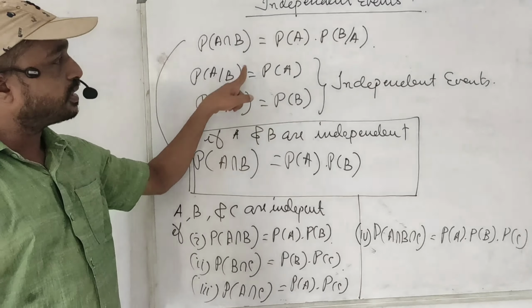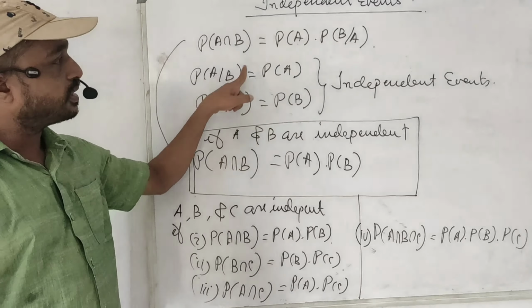Let us consider the random experiment of drawing a card from a pack of cards. We are considering two events A and B. What is the random experiment here? The random experiment is drawing a card from a pack of cards. A is the event of drawing an ace and B is the event of drawing a spade card. Now, the question is, we have to check whether A and B are independent or not. So how will you check whether A and B are independent or not?